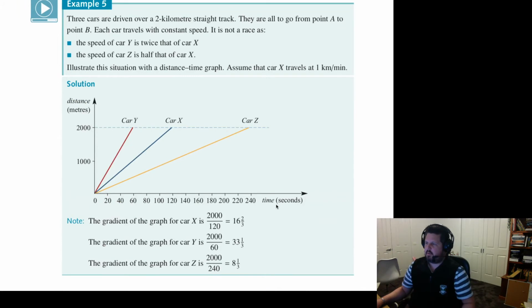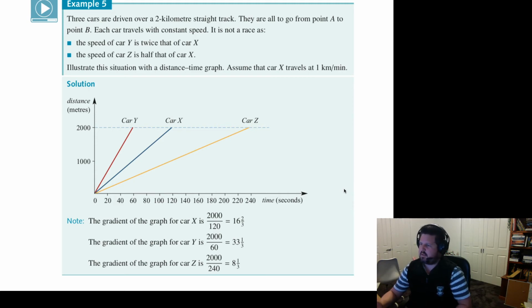Alrighty, next example. Another car example. These 3 cars are driven over a 2 kilometer straight track. We do need to know that 2 kilometers is the same as 2,000 meters. They are all going from point A to point B, and each car is traveling at a constant speed. It is not a race, however, so they're not trying to compete with each other. There's some additional information. The speed of car Y is twice that of car X, and the speed of car Z is half that of car X.